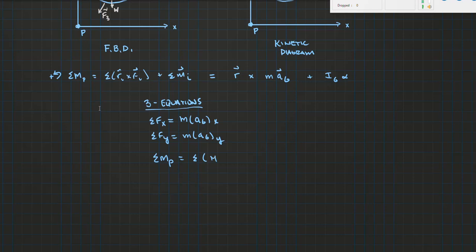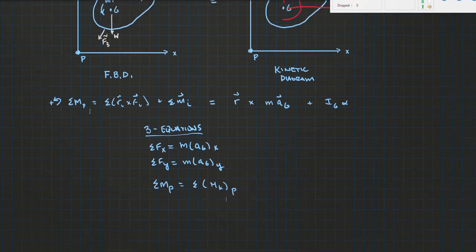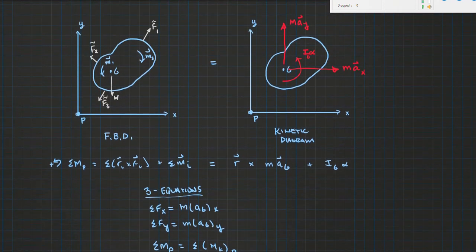And so we would then have to take the moments of our kinetic relationships about P. And that means we would need moment arms. So a moment arm, for example, like this, that we could maybe say is an X bar moment arm, and this a Y bar moment arm to these two vectors.